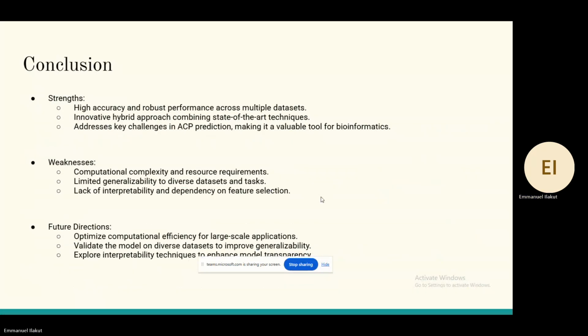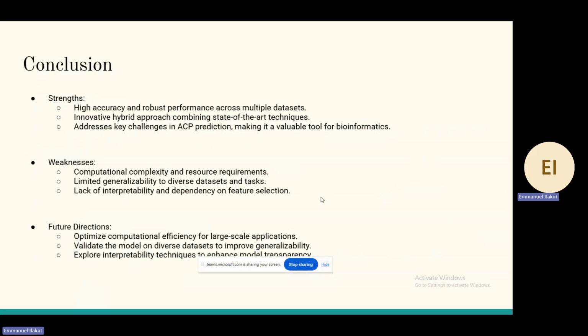In conclusion, I tried to come up with strengths and weaknesses for the paper and the review. High accuracy: the model that was developed provides high accuracy and robust performance across multiple datasets. Innovative hybrid approach: it combines state-of-the-art techniques and addresses key challenges in SCP prediction. Weaknesses: computational complexity and resource requirements, like I've mentioned, if we were to use other, more time-intensive or larger datasets. Limited generalizability to diverse datasets. We need to test this model on other non-SCP datasets, then we shall have a good understanding.